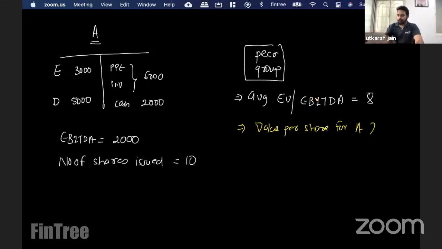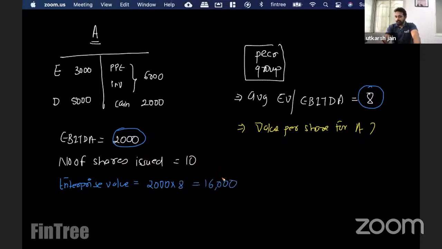Okay, guys, here's how you're supposed to solve this. You would say, okay, if the average multiple is 8 and the EBITDA level is 2,000, then the enterprise value should be 2,000 into 8, 16,000. Is that correct? Now, what is the formula for enterprise value? Enterprise value is calculated as the value of equity plus the value of debt, and we don't have preference shares here anyways, minus the cash.